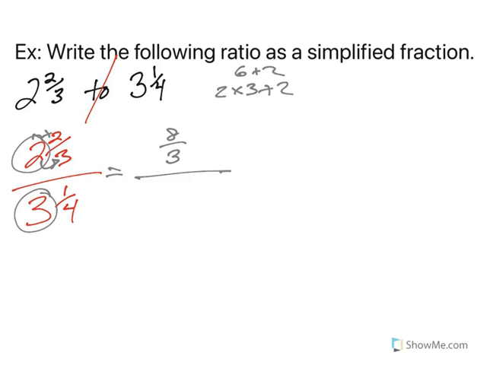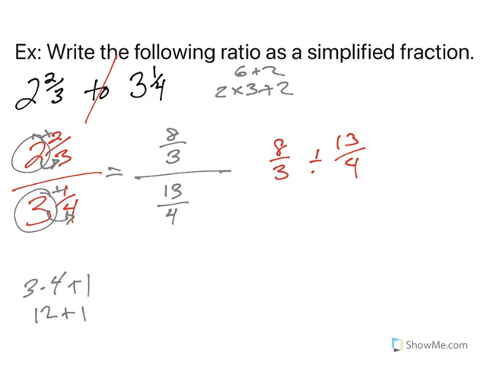In the denominator, 3 times 4, and then I'm going to add the numerator. So 3 times 4 is 12. 12 plus 1 is 13. And the denominator of 4 stays the same. Now, this is the same as 8/3 divided by 13/4. Well, how do we divide fractions? We change the division to multiplication, and flip.